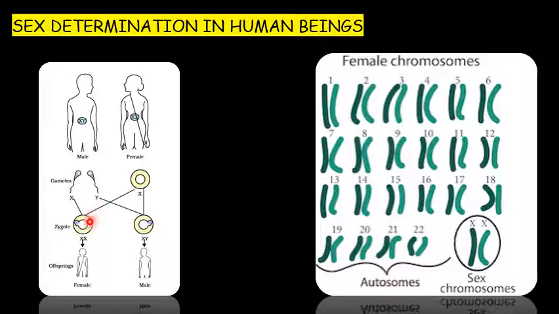So that is why we call that 23 pairs of chromosomes, right? In this cell, say for example this sperm cell, it will contain 23 chromosomes. Of the 23 chromosomes, 22 are similar in shape and size and also contain homologous counterparts. Hence, we call them autosomes. And the last, 23rd chromosome is what we call the sex chromosome.